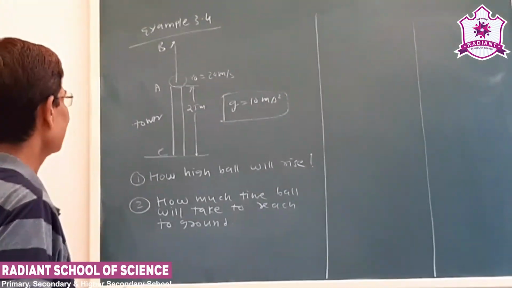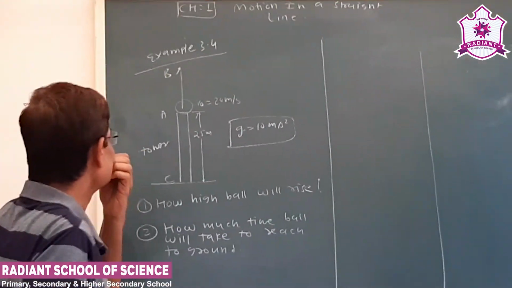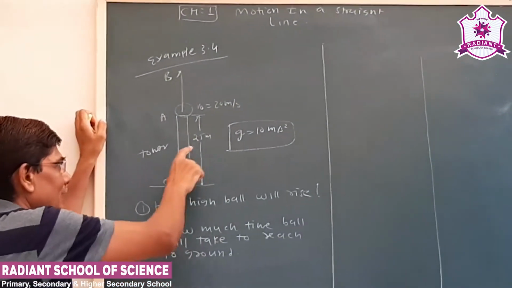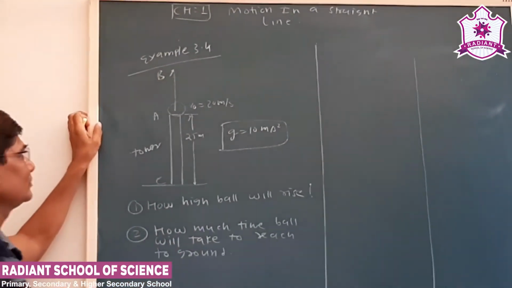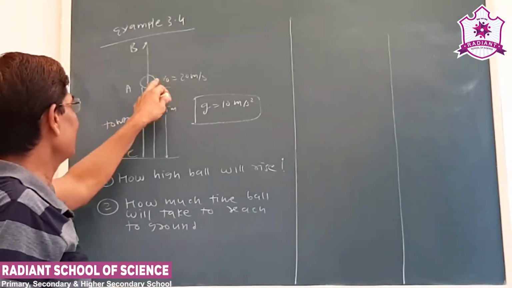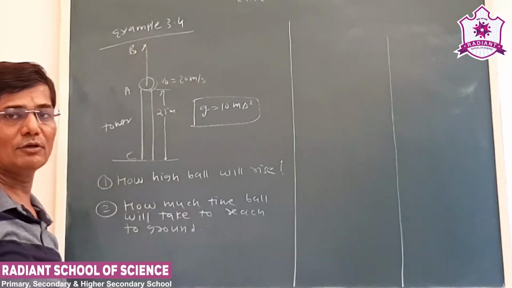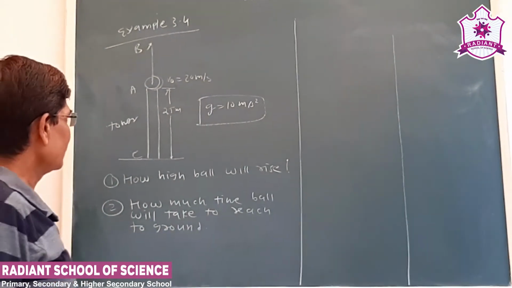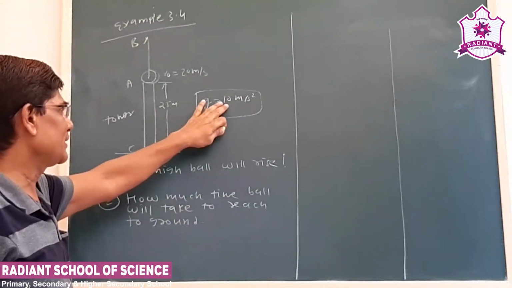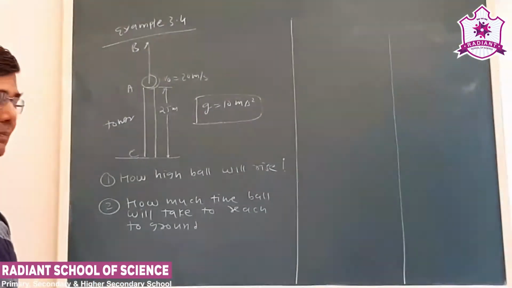Now our next example, example number 3.4. The question says, let us say this is a tower. The height of the tower is 25 meters. From the top of the tower, an object is thrown in a vertically upward direction with an initial velocity of 20 meters per second. Here we are given that the g value is 10, which is nearby 9.8 meters per second square.